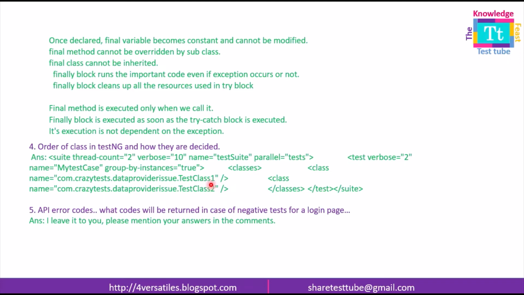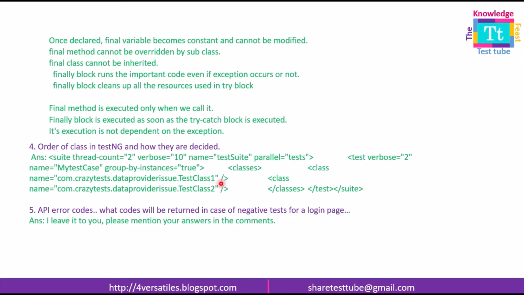then you can use the grouping concept. This is not like how you tag a test with a group parameter inside the test annotation, not that group concept. There is a parameter called group-by-instances. You have to set it true in your test tag. This means that first it will execute all the test cases in test class 1, and then it will move to the second class and the methods inside it, which is test class 2. So this is one way you can control the execution of the test classes.